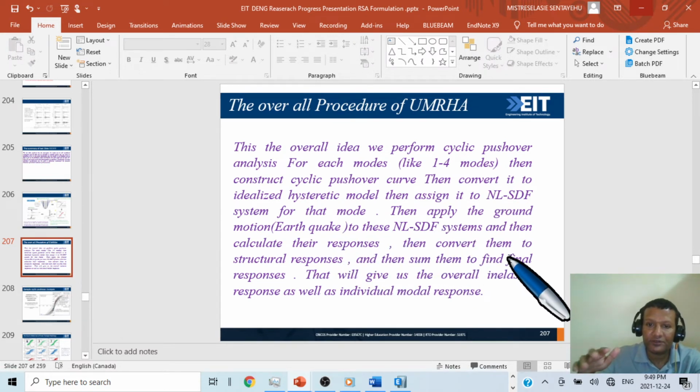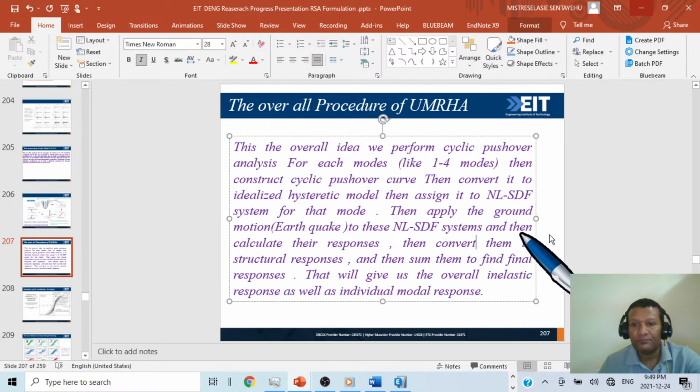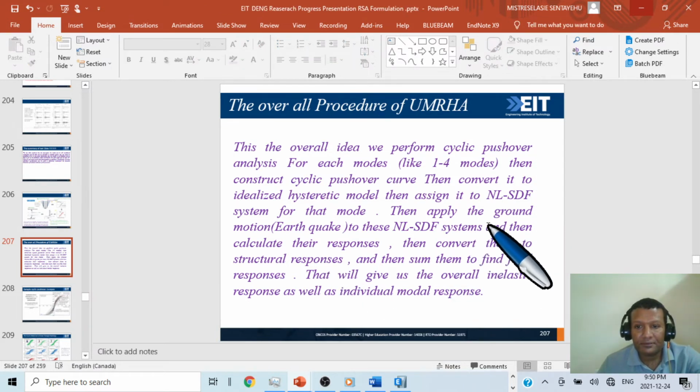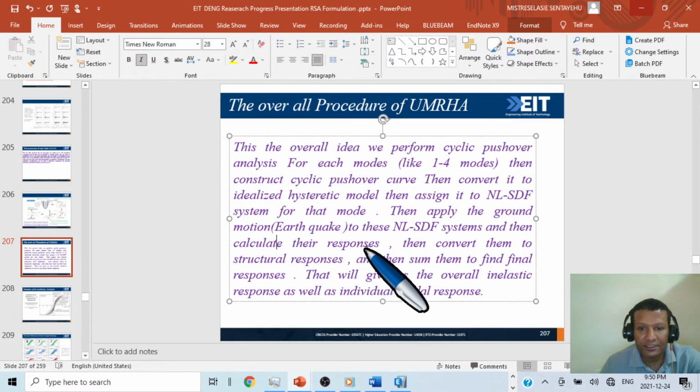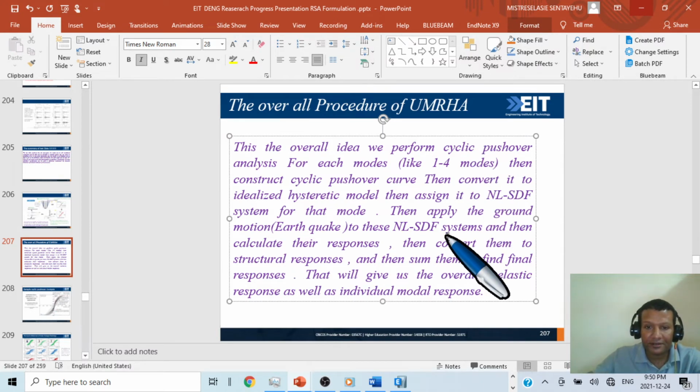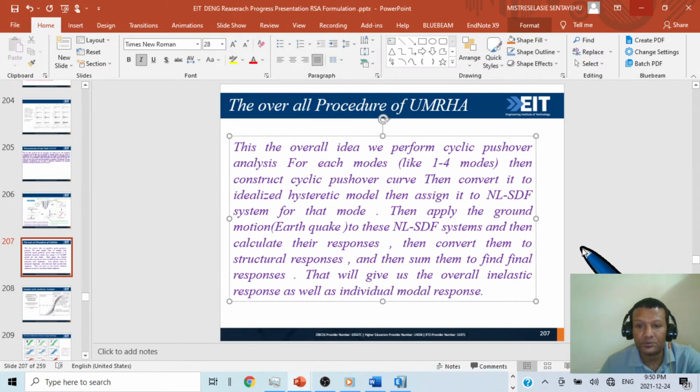Directly, you have a single degree of freedom system, and you apply any ground motion, whatever you extract from the PEER website, but you have to scale it and match it to your target response spectrum. Then calculate the responses, convert them to structural response, and then sum them to find the final response, because in UMRHA you have to sum directly, no CQC or something. That will give us the overall inelastic response as well as the individual modal response.